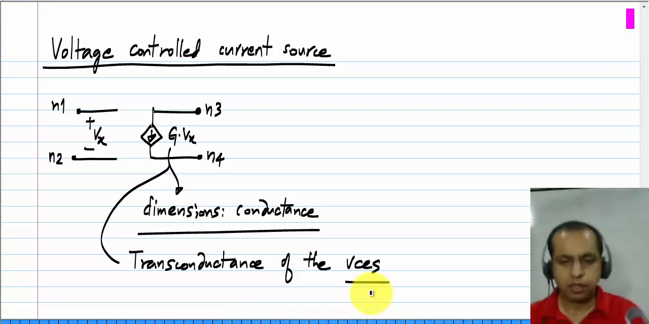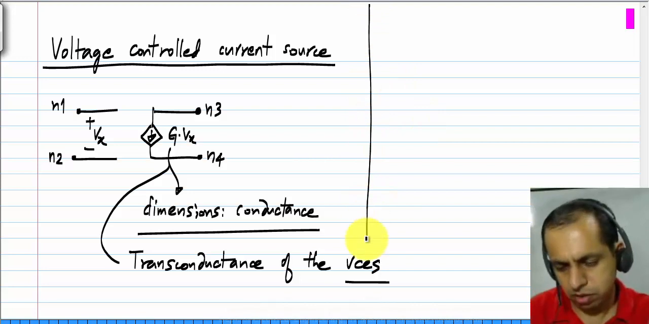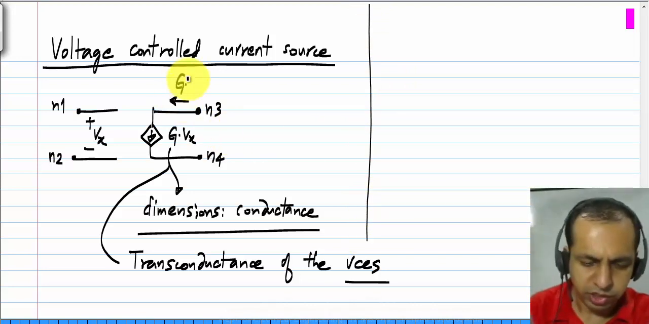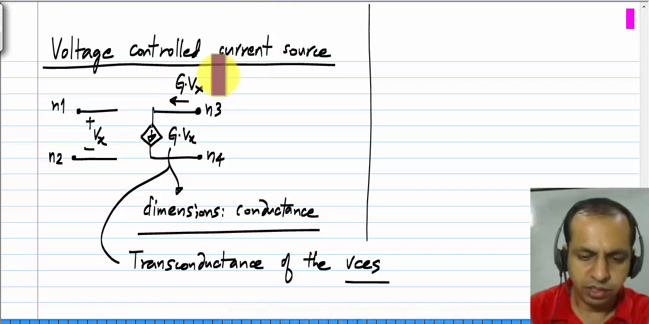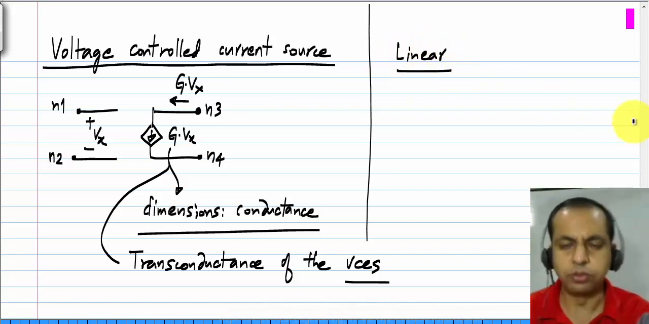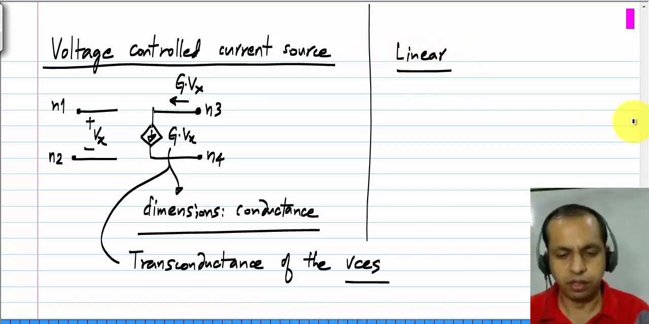Okay, so again, because this current is G times Vx, which is a linear function of Vx, this control source is linear. As I said, all the control sources we consider will be linear.